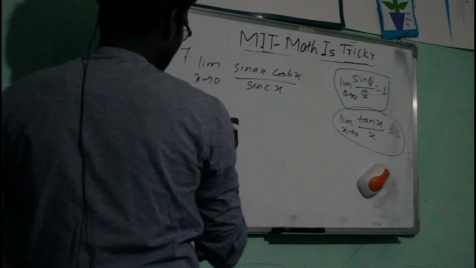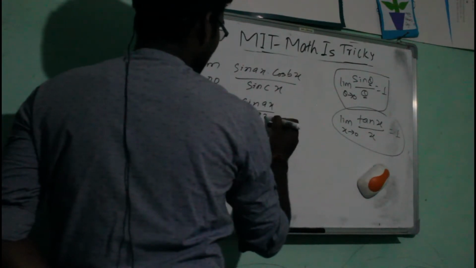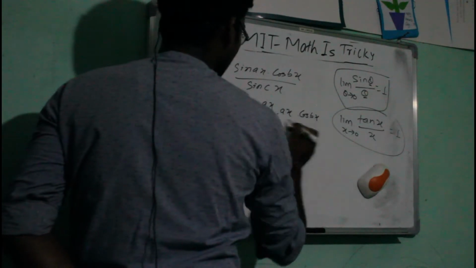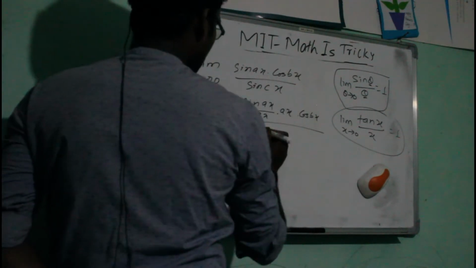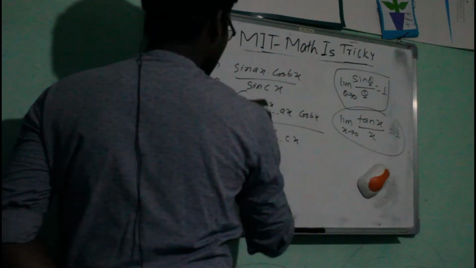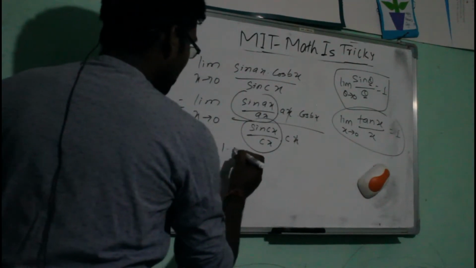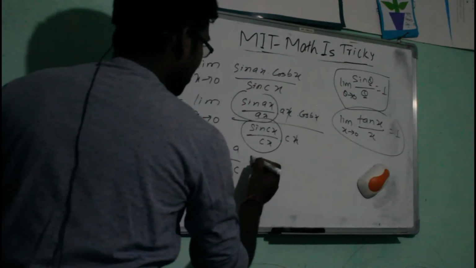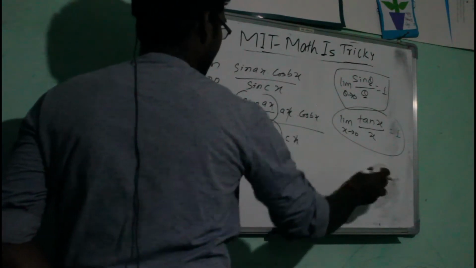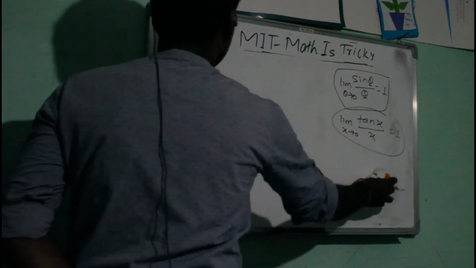So limit x tends to 0, let's manage this sine ax by ax, because it gives 0 by 0, remember. So cos bx as it is, because it is not giving any indeterminate form, so sine cx by cx into cx. This is going to be 1, this is going to be 1, x and x cancel, so what is remaining? 1 into a by 1 into c, and cos 0, so the answer is a by c. That's your answer. Hope you are understanding this. Let me do one more problem.